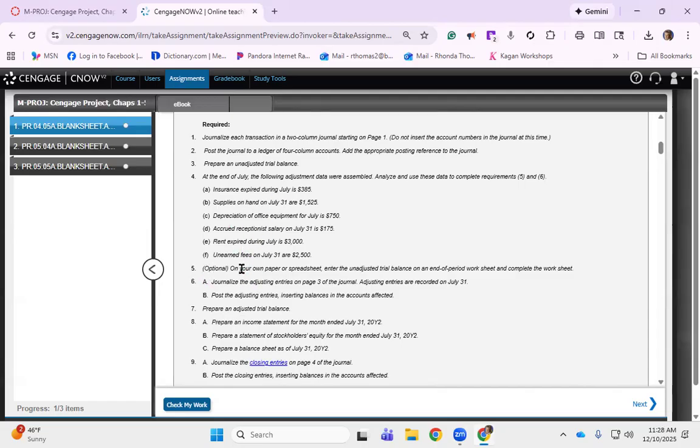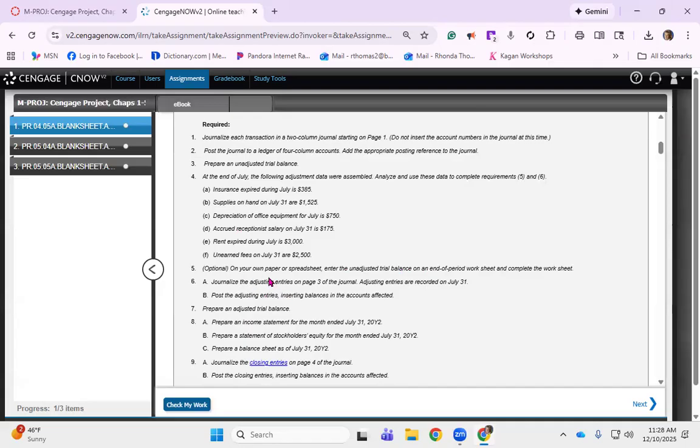And then there is the spreadsheet. Well, I've given you a spreadsheet in Excel. If you're not very comfortable with Excel, you could print it and then just write it in if you wanted, but I think it's worth doing. So then we're going to journalize these 6 adjusting entries as of July 31st. Then we'll post the adjusting entries.